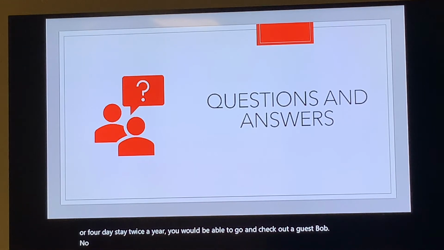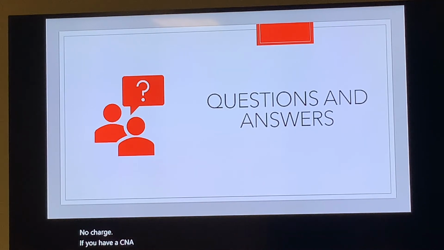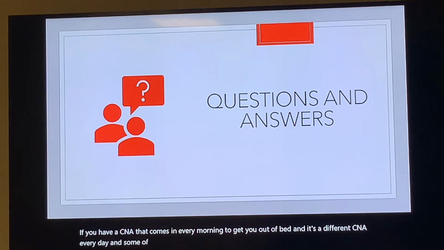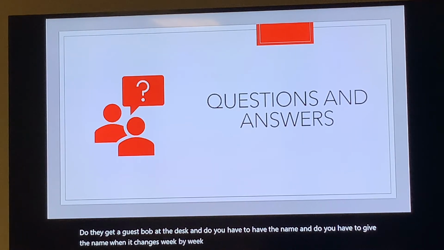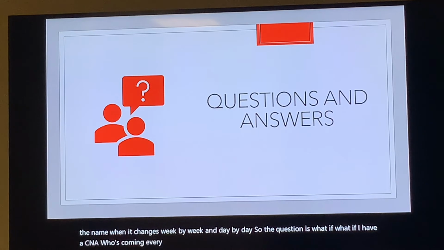Now, if you have a CNA that comes in every morning to get you out of bed, and it's a different CNA every day, and some of them are employees here but others come through other CNA associations, do they get a guest fob at the desk, and do you have to give the name when it changes week by week and day by day? So the question is, what if I have a CNA who's coming every day to take care of me? Do they have a fob? And she gave us two scenarios.